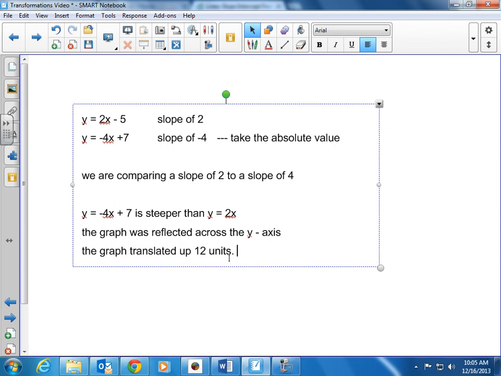Does that make sense? So 3 things happened. The graph got steeper, the graph was reflected, and the graph translated up. So make sure you have all of these notes written in your journal, and we will practice when you come to class tomorrow.